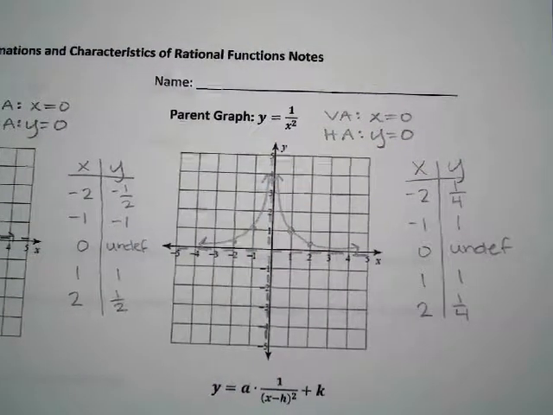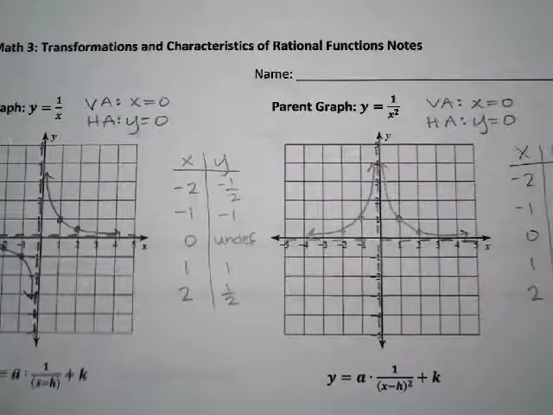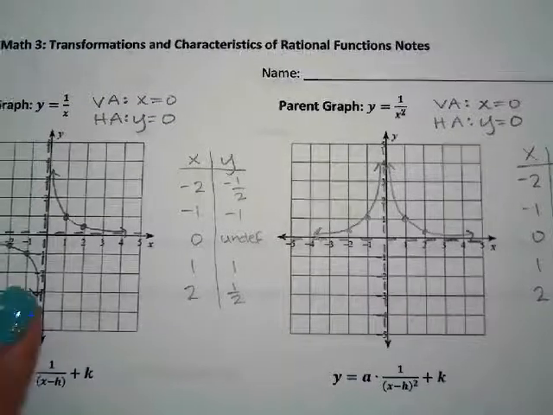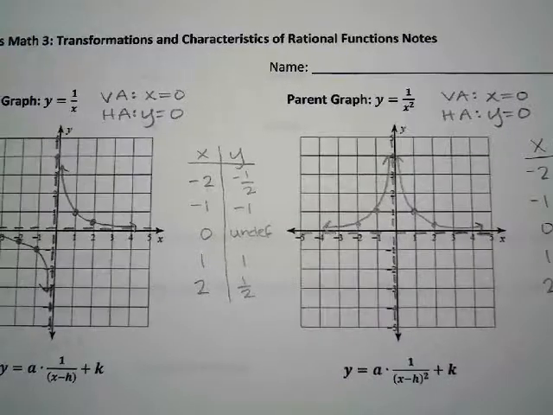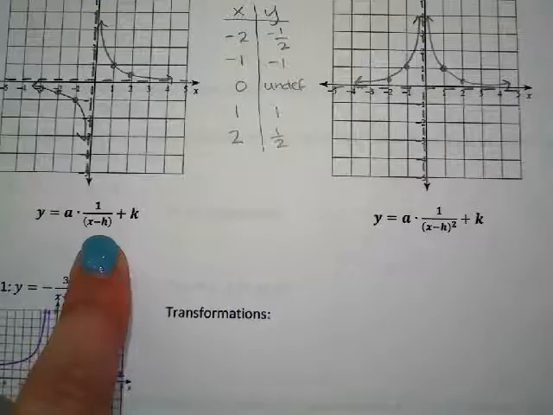So for this parent function, for both of these, we don't really talk about a locator point, we don't really talk about a vertex, we talk about the intersection of the two asymptotes. And I'll talk more about the asymptotes in a second. All right, so here are the two parent functions with the transformations written in.